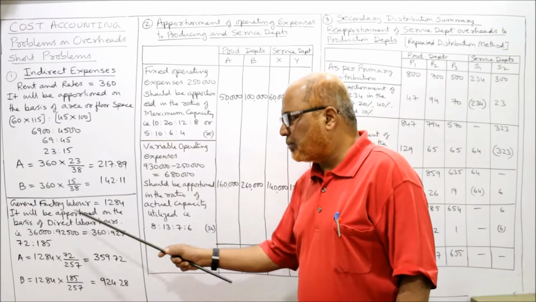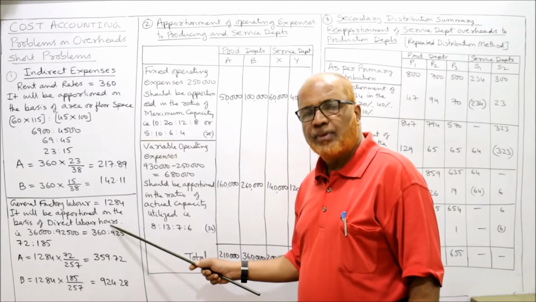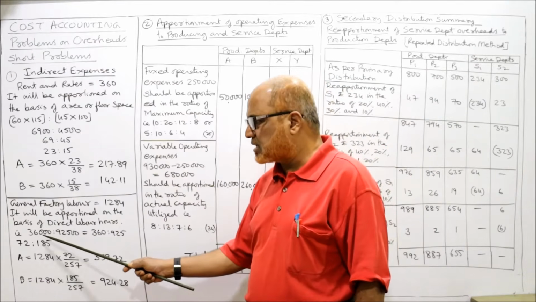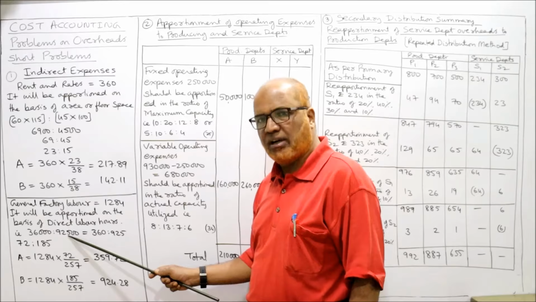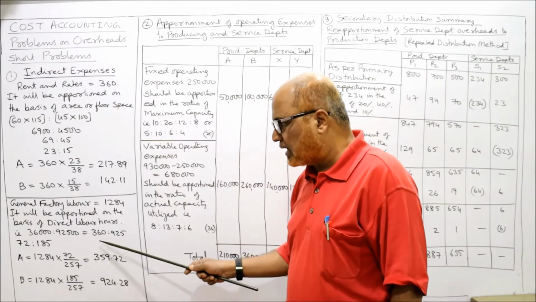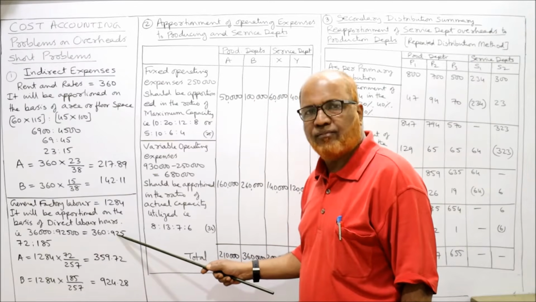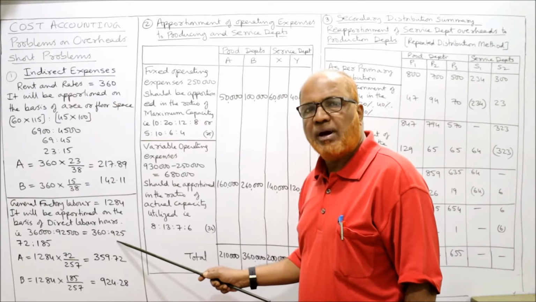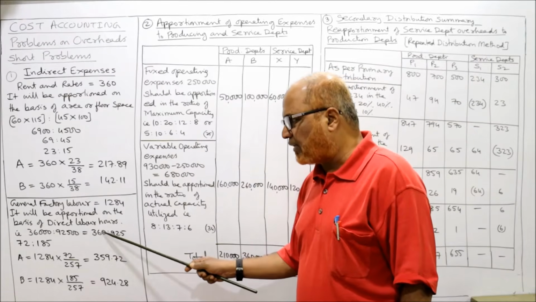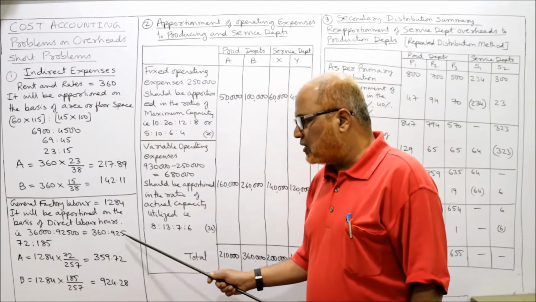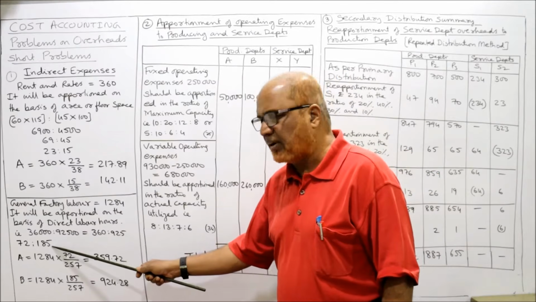So it will be apportioned on the basis of direct labor hours. In the information given, direct labor hours are 36,000 is to 92,500. Remove two zeros, you will get 360 is to 925. And both these are divisible by 5. So 360 by 5 you will get 72, and 925 divided by 5 you will get 185.